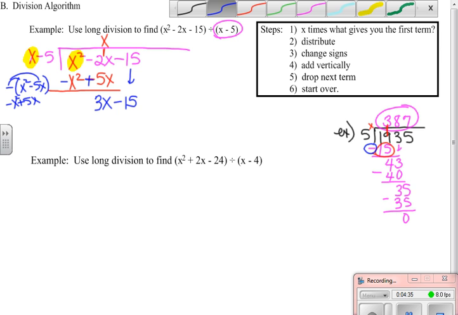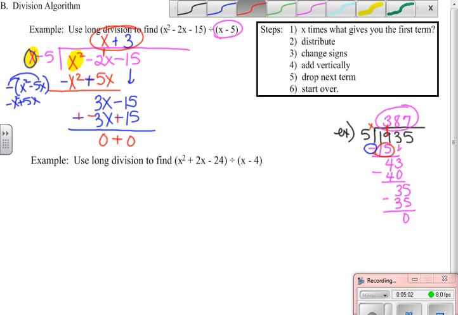How many times does x go into 3x? It goes in 3 times. 3 times x is 3x. 3 times negative 5 is negative 15. But remember, when I subtract, that means that I'm really going to switch my signs. And so I end up with 0 plus 0. So my remainder is 0.